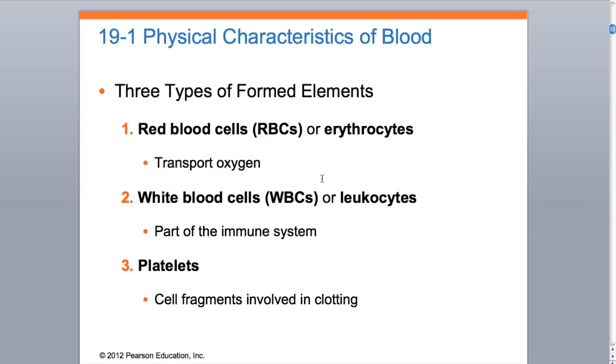This is what I mentioned a moment ago about formed elements. Formed elements are your red blood cells or erythrocytes, white blood cells, part of the immune system, and the platelets, which I mentioned go with your clotting or your thrombocytes. So that is an important tool to keep in mind.